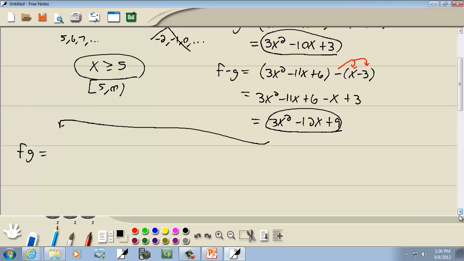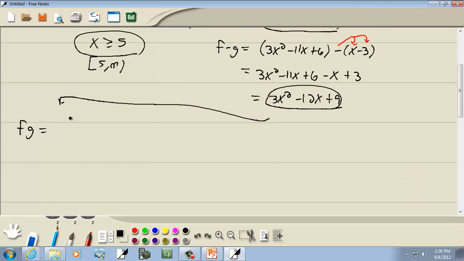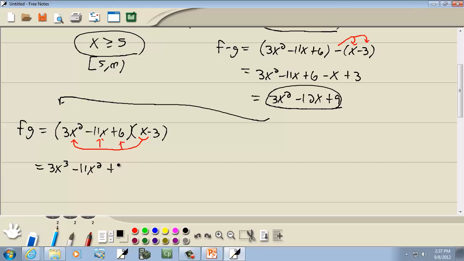Well, let's take a look at f times g. Now again, I'm going to put parentheses around my functions. So I got 3x squared minus 11x plus 6. That's my f. And then times g, which is x minus 3. Well, this is multiplication. I'm going to take the x here, multiply it times each one of the terms on this side. Let me do that first. X times 3x squared gives me 3x to the third. X times negative 11x is negative 11x squared. X times 6 is 6x.